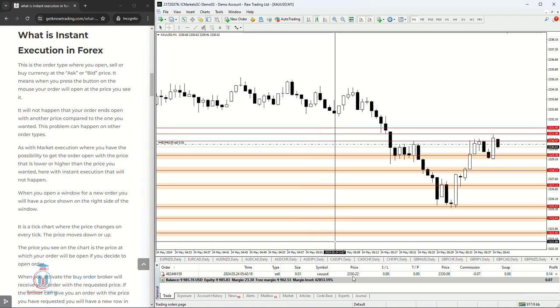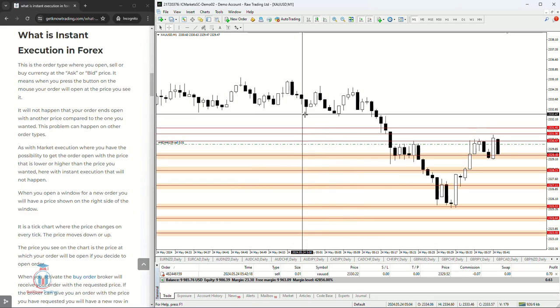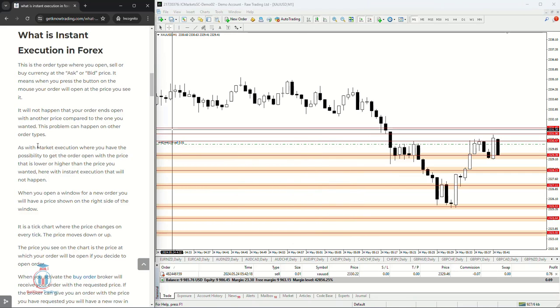So this is instant execution. There is no delay and also no change in the price compared to the price I have seen on the chart and also in the small window on the market. On the left side, you can also see the explanation of what instant execution in Forex is. It is an order type where you open a sell or buy of a currency at the ask or bid price. It means when you press the button on the mouse, your order will open at the price you see.